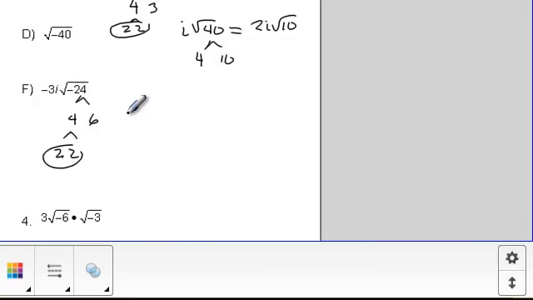We multiply our like terms together, and we get -6i squared times the square root of 6. i squared from before is -1, therefore it's -6 times -1 square roots of 6. Negative times a negative is a positive, and the answer is 6 square roots of 6.